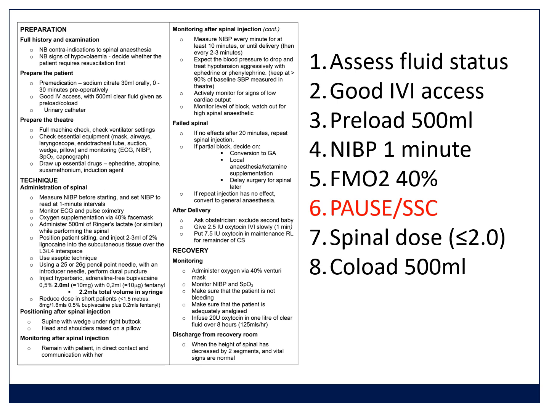We recommend giving the second half of that liter as a co-load, 500 ml, so you run that in as fast as you can once your spinal's in, and that should finish just as the baby's coming out, and then the next liter can have a bit of oxytocin and is run as an infusion.